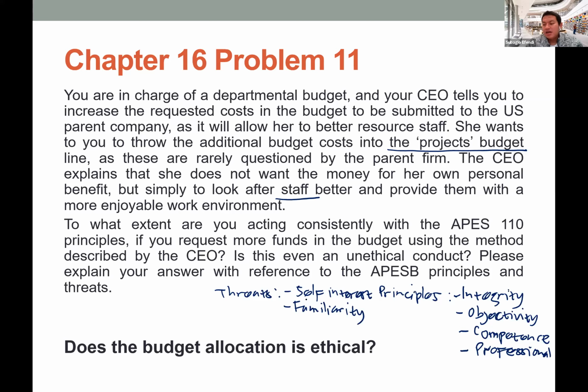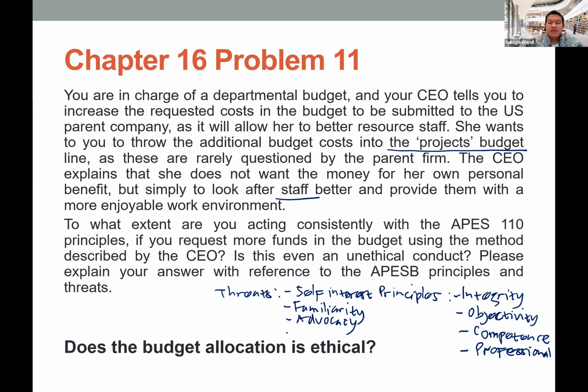And then advocacy. The CEO wants to advocate specific improvement, by improving the services to the staff. So this is a specific issue that she wants to advocate. It may also affect the objectivity and the integrity of this process.